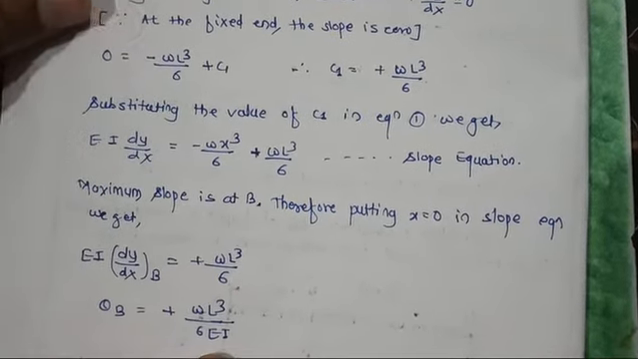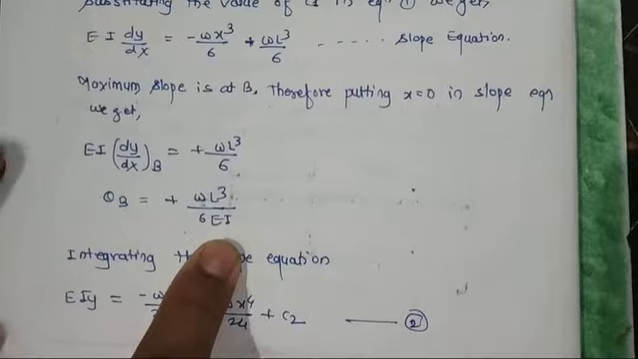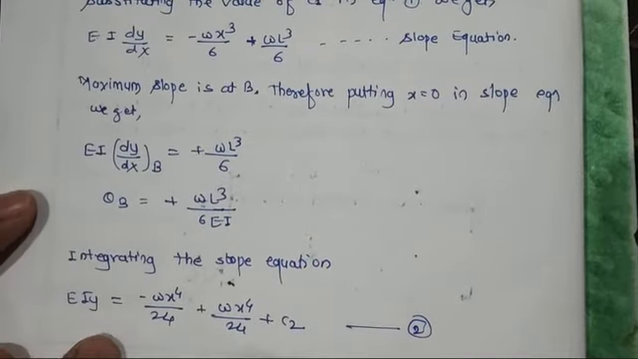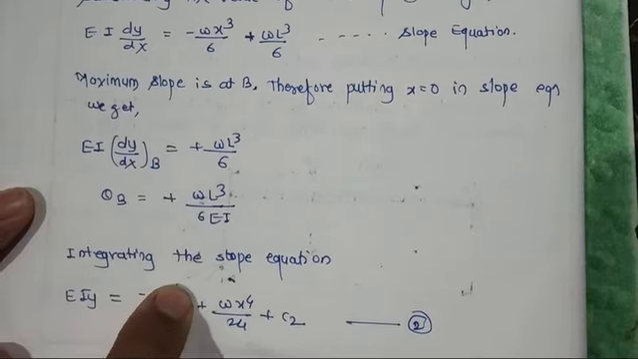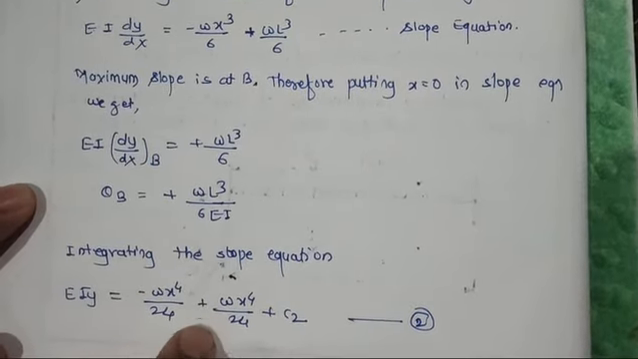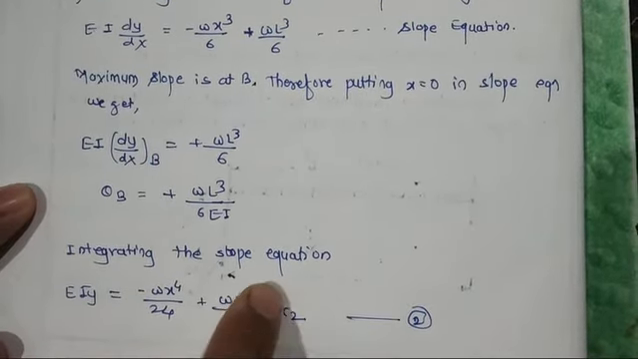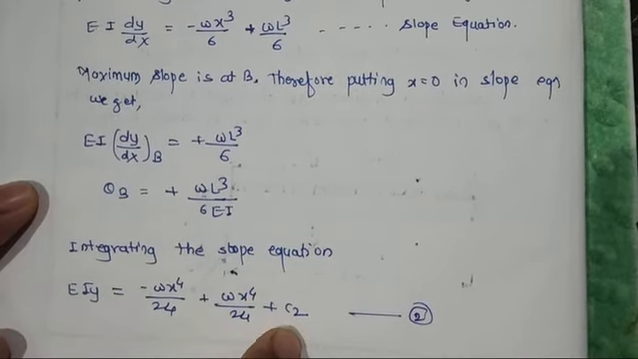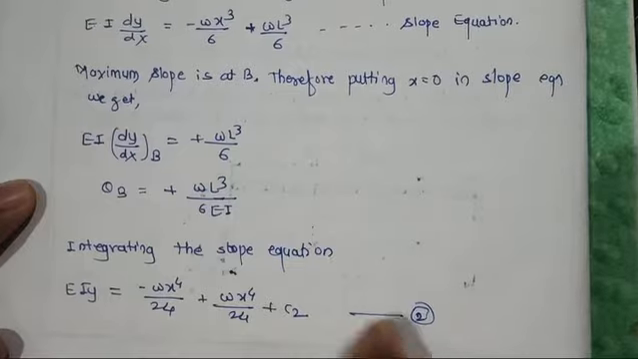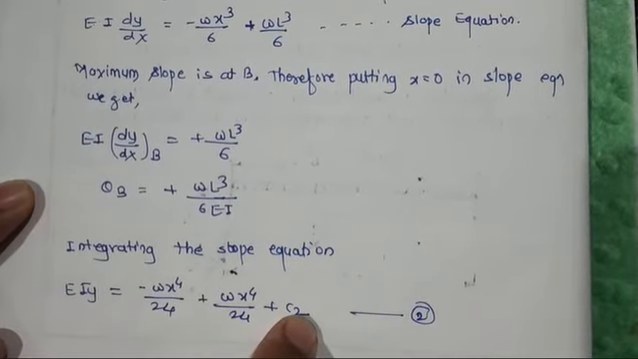Now we are going to integrate the above equation. EI y is equal to minus W x raised to 4 divided by 24 plus W into L cubed x divided by 6 plus C2. This is equation number 2. C2 is the constant of integration.